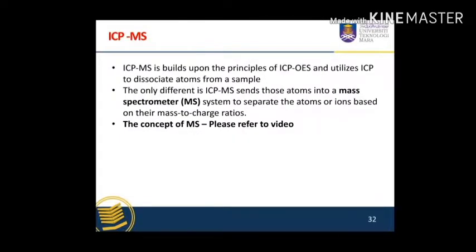Okay. ICP-MS is built on the principle of ICP-OES and utilizes ICP to dissociate atoms from a sample. The only difference is that ICP-MS sends these atoms into a mass spectrometer, or MS system, to separate the atoms or ions based on their mass-to-charge ratio. So for the concept of MS, please refer to the video.